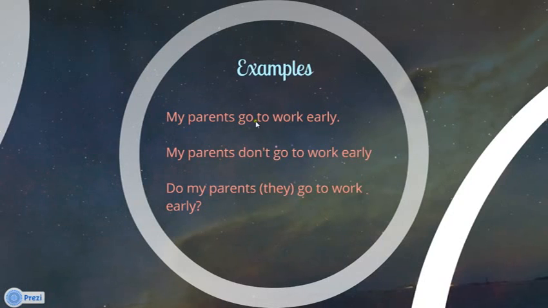Examples. My parents go to work early. My parents is the pronoun. They are plural, father and mother. The verb is go, and to work early is the complement. My parents don't go to work early. This is the negative form of this sentence. And the question form is, do my parents go to work early? Maybe you can change the words my parents for the pronoun they. You can see here that you use the auxiliary do to make questions before the pronoun.